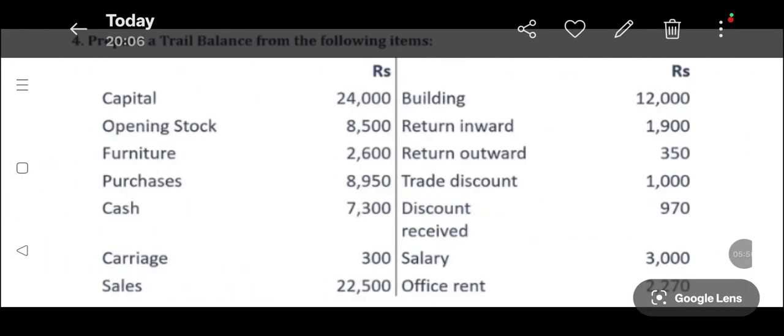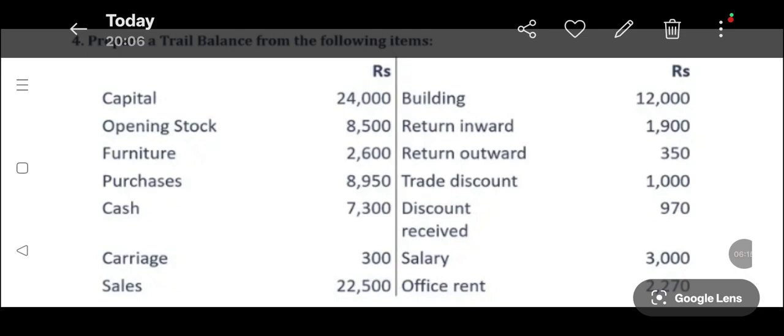In the next question, here again we have to prepare the trial balance, but let us discuss which item is of debit and credit nature. Capital account, liability, credit. Opening stock, asset, debit. Furniture, asset, debit. Purchases account, expense, debit. Cash account, asset, debit. Carriage expense, debit.